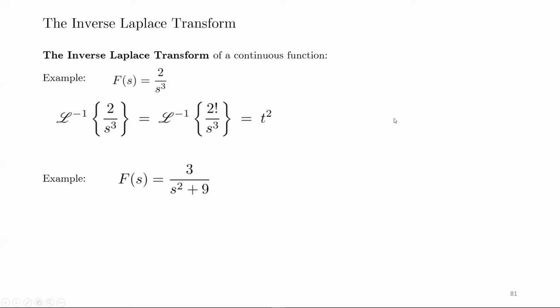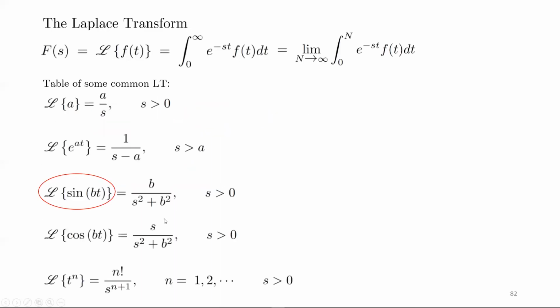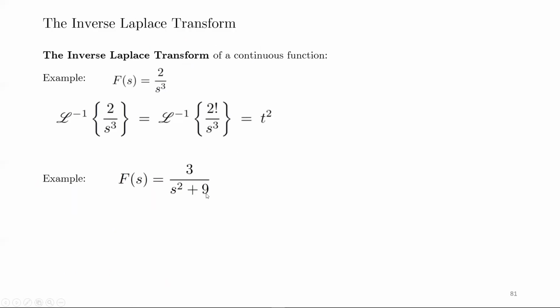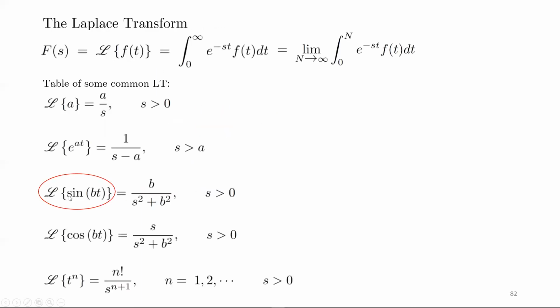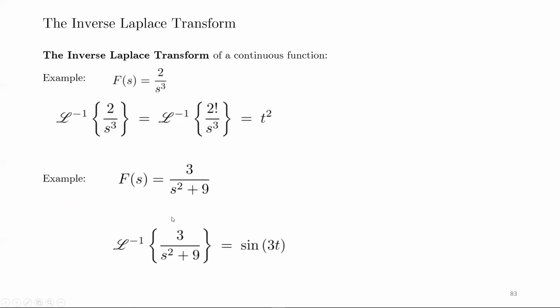Or, for example, if we have the function F of s equals 3 over s squared plus 9, well, we can look at our Laplace transform table and say, well, this looks a little bit like this, right? We have 3 over s squared plus 3 squared, which is 9. So we know this is going to be a sine, right? So this is going to be equal to sine of 3t.